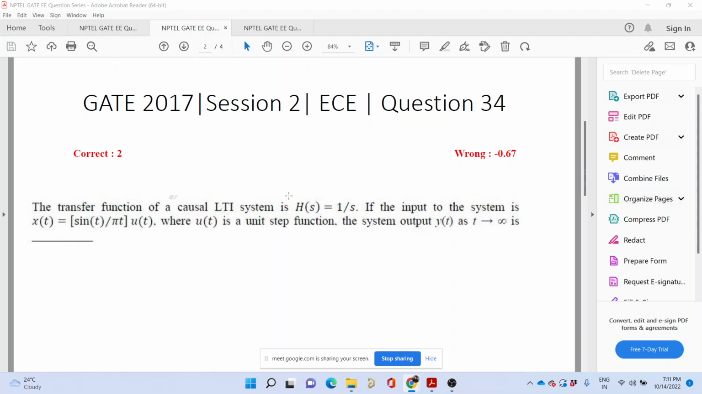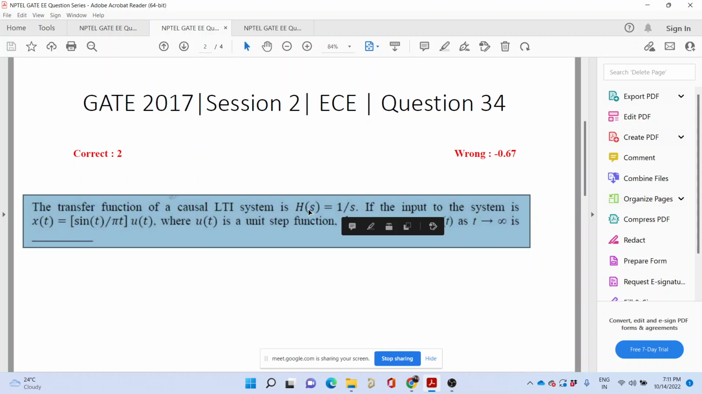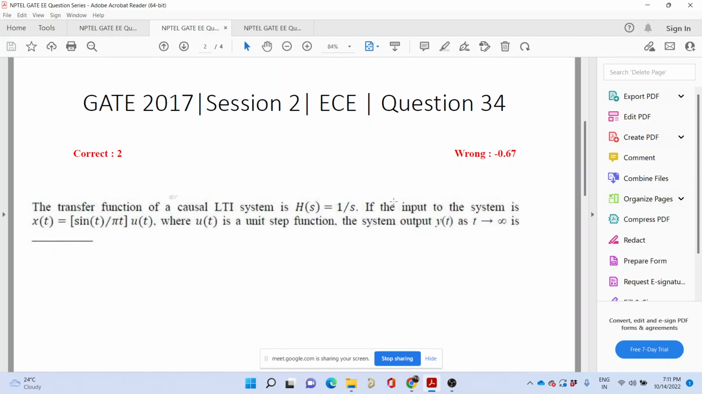So the input function has been given to you, and you are applying x(t) as the input to this LTI system, and you are asked to find the steady state value of the output of the system. Try to solve it within 4 minutes. I am giving you 4 minutes. So at 7:16 I will be asking you for the answer.